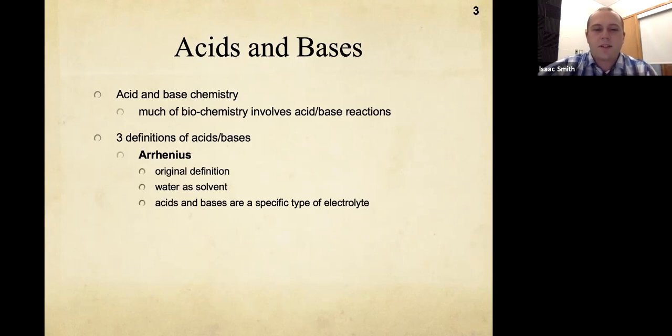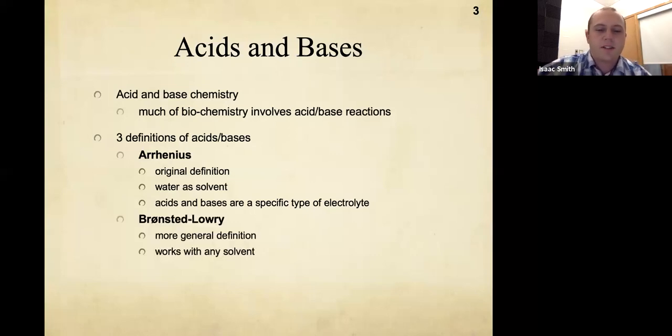So the original definition is called the Arrhenius definition, or Arrhenius acids and bases. And this is a very specific type of definition. This only applies when your solvent is water, and basically says that acids and bases are a specific type of electrolyte. And we'll talk about these in this slide. The other definition is a little more general. It's a Bronsted-Lowry definition, and it works with any solvent. So we're getting a little more general here.